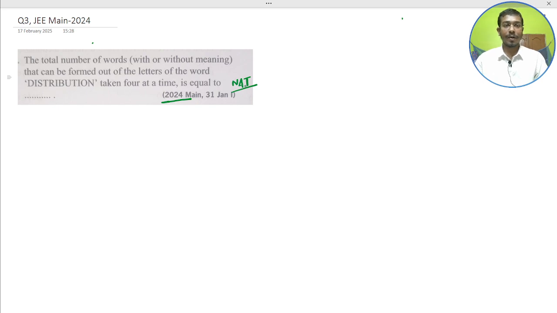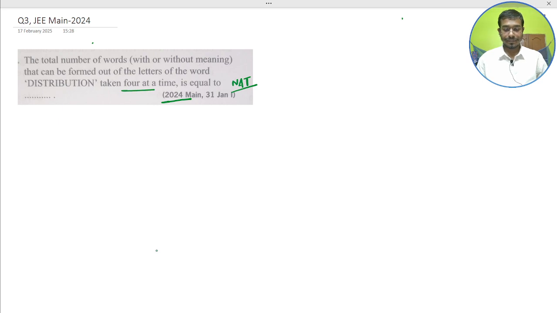He says that the total number of words, with or without meaning, that can be formed out of the letters of the word DISTRIBUTION taken 4 at a time is equal to what? JEE Main 2024 recent type question, very important. I read it one more time: the total number of words that can be formed out of the letters of the word DISTRIBUTION taken 4 at a time is equal to what?